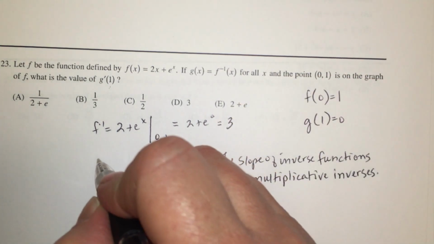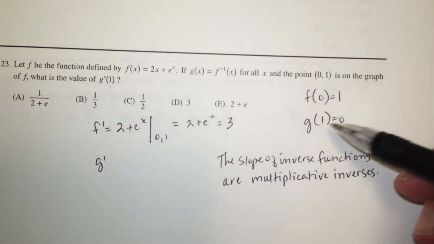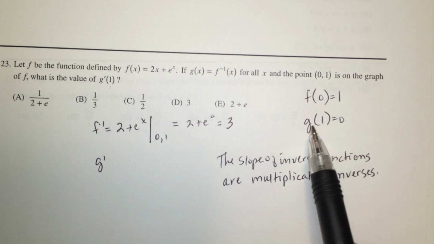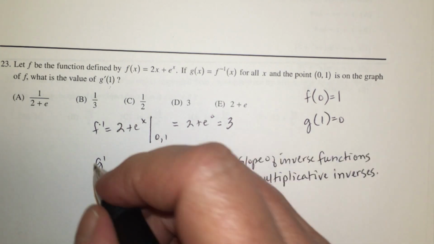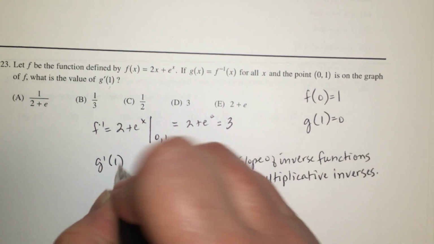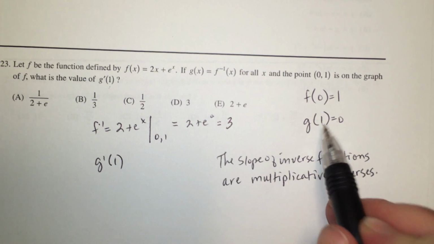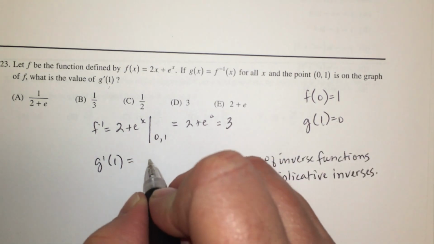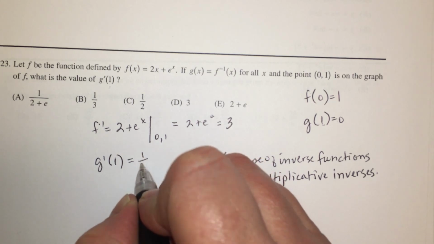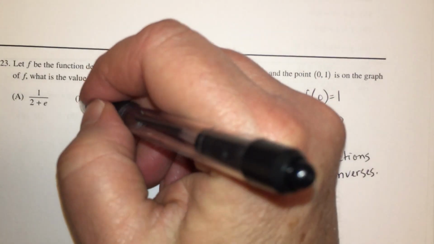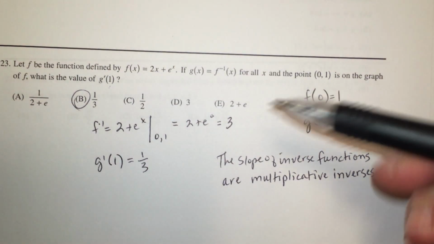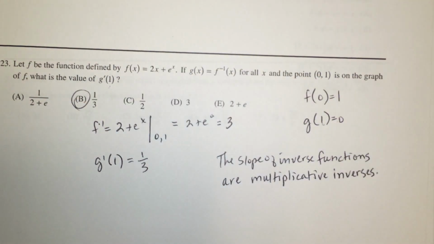That means if we're talking about g prime, and remember for g the x and the y switch places, so g at 1 is equal to 0, and if we're going to find g prime at this x value of 1, then it's going to have the reciprocal of that inverse function. So it's going to be 1/3. Kind of hard to talk through, but if it's something that you can remember, it's really easy to find the answer for that.